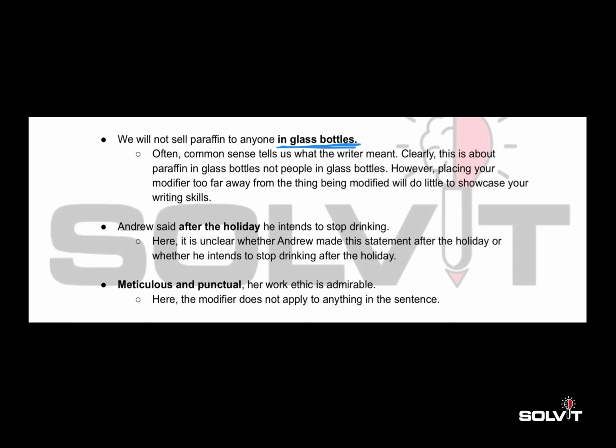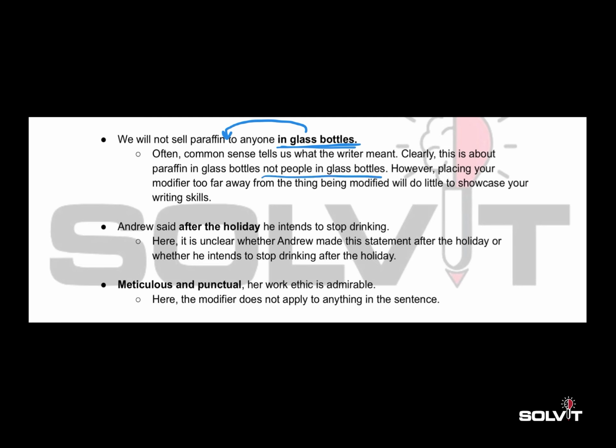But you see, this modifier has been misplaced, right? It's not placed correctly. It should be somewhere else. It should be, we will not sell paraffin in glass bottles to anyone, right? So if we shift this over here, after paraffin, that makes more sense because now we know that the writer is talking about paraffin in glass bottles and not people in glass bottles, right?